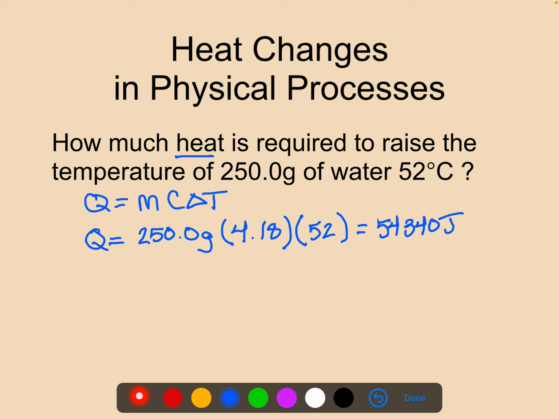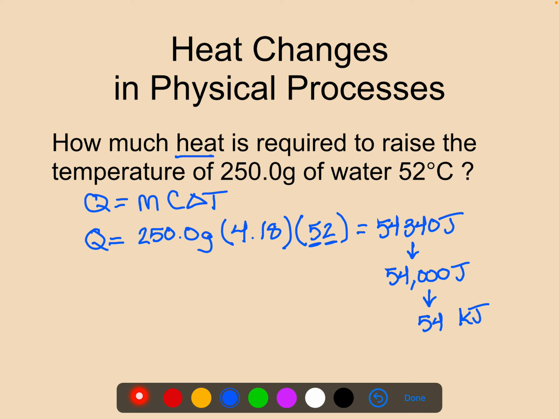54,340 joules. In terms of sig figs, here our temperature change only had 2 sig figs. So if we round this to 2 sig figs, it's 54,000 joules. You can also put this in kilojoules. So this would just be 54 kilojoules. So be careful with sig figs on these. They can be rather tricky, but pay attention to those as we go.